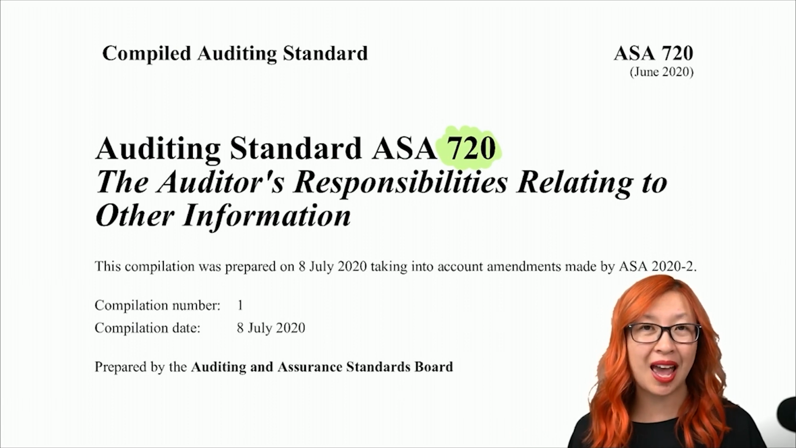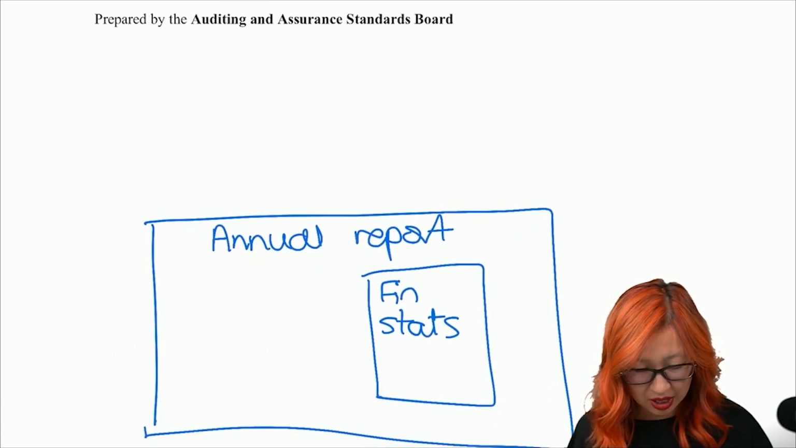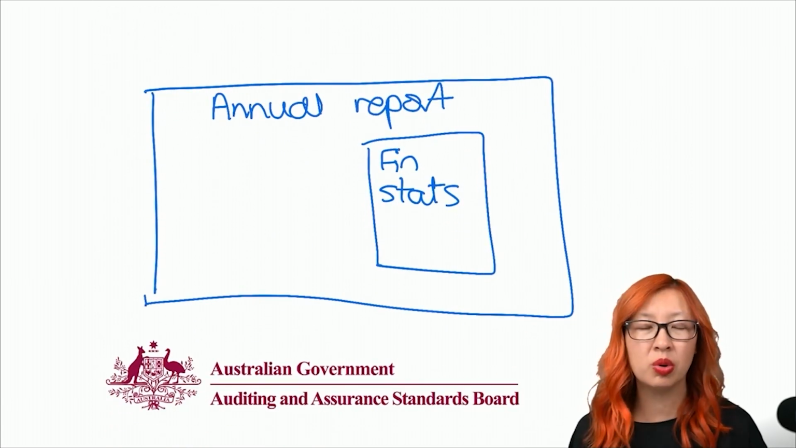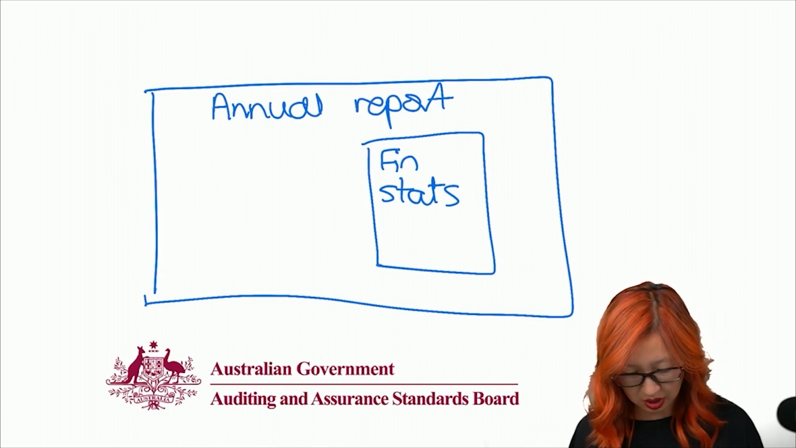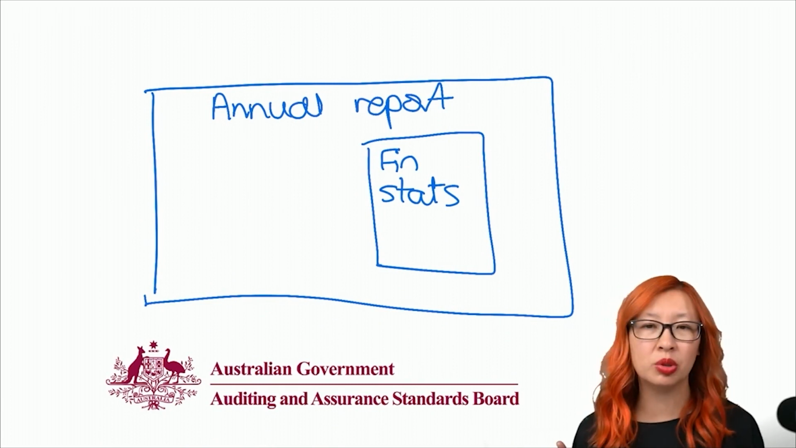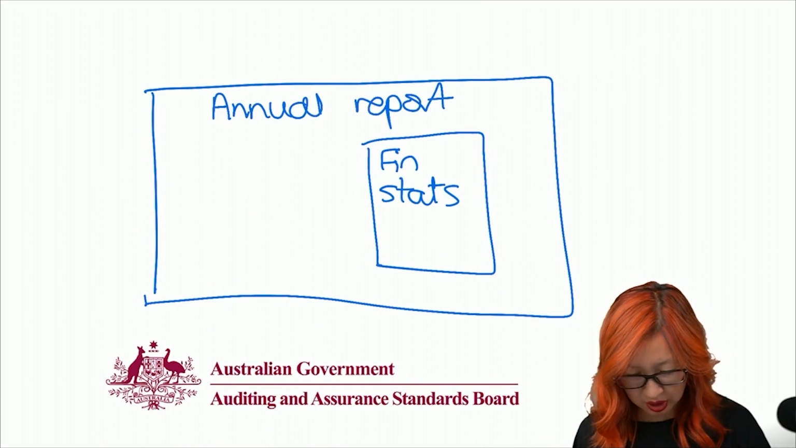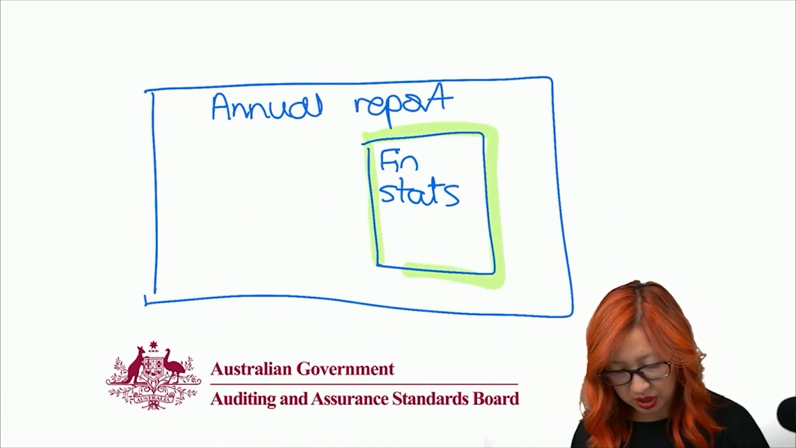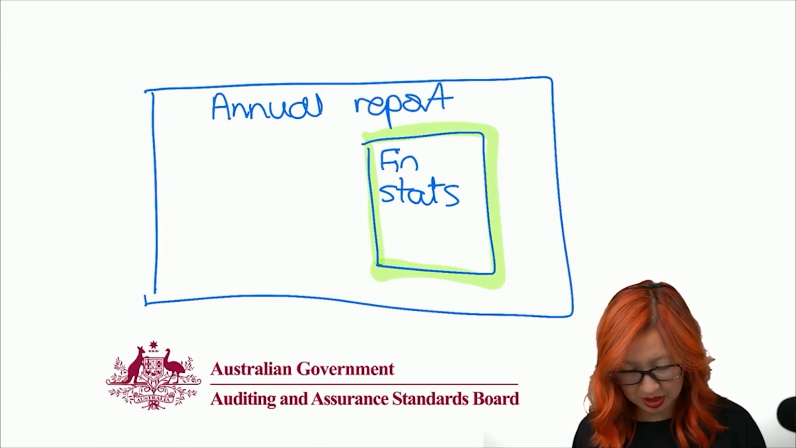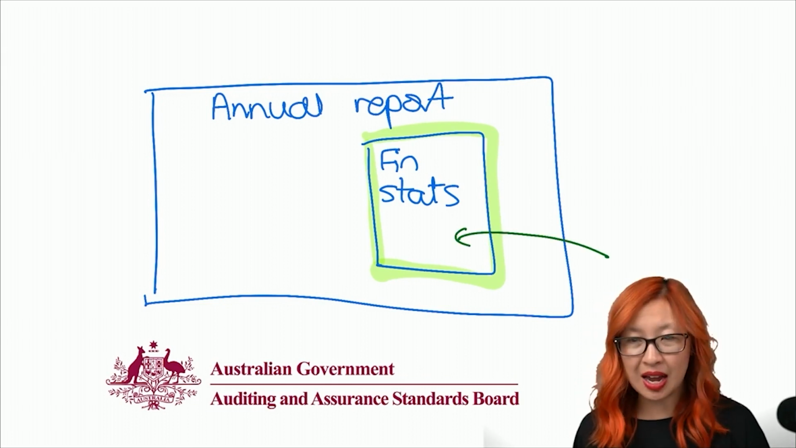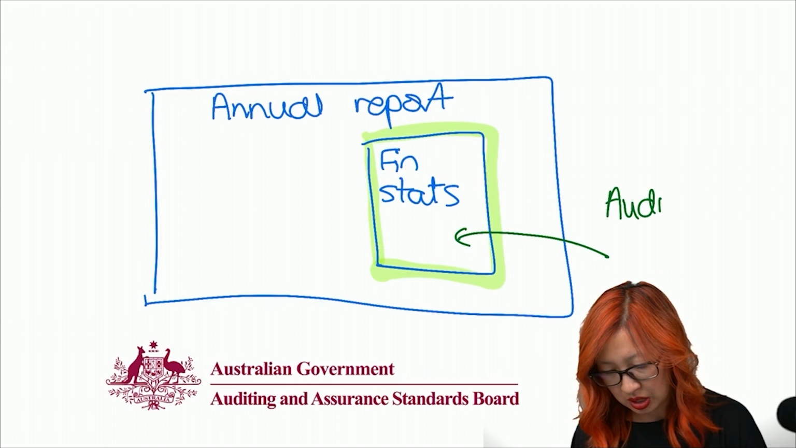Now, today we're looking at 720. And if you think about the audit report and the annual report and how it all fits together, we have our annual report. Management put together the annual report. A very small section inside the annual report contains the financial statements. And of course, inside the financial statements is our audit report.